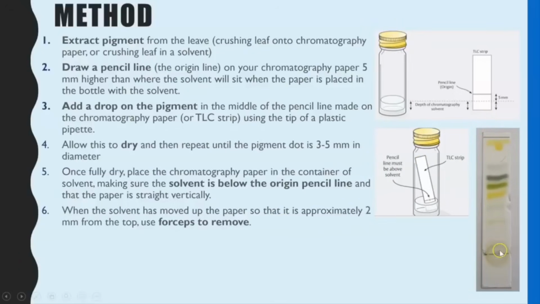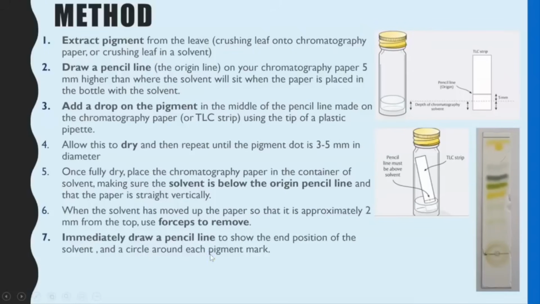You can see your origin line, you can see where you had your pigment originally, and then the solvent, because it dissolved those pigments, the pigments have moved up. This is TLC, this paper, moved up the TLC paper, and you can see how all of those pigments have separated.